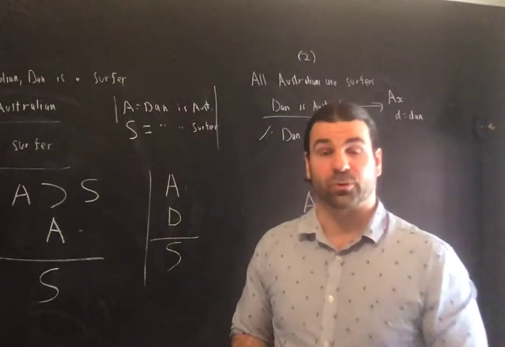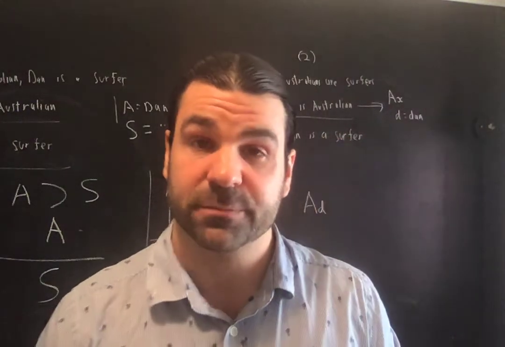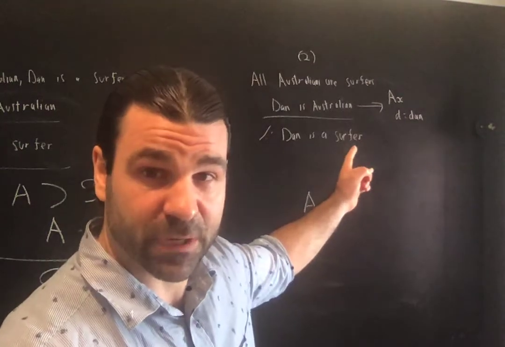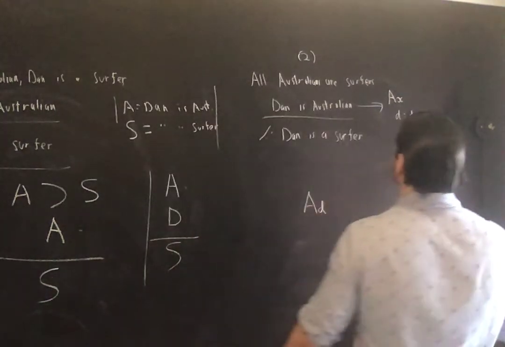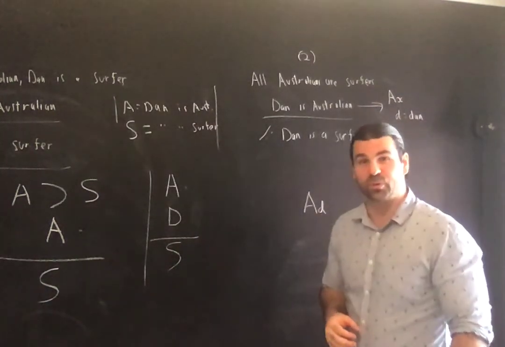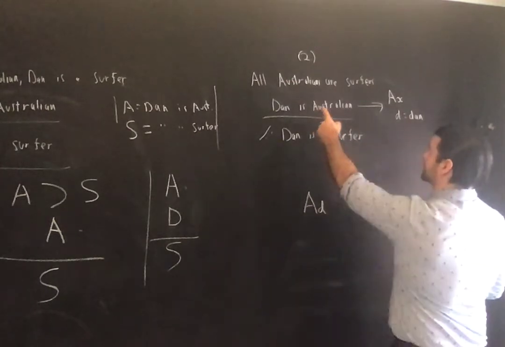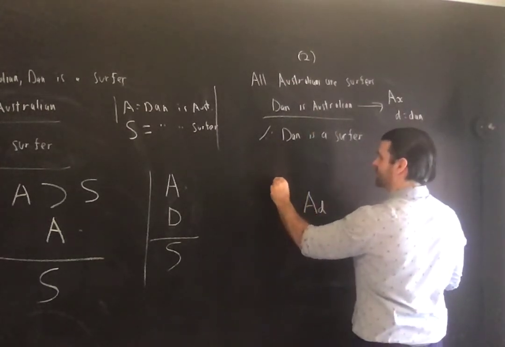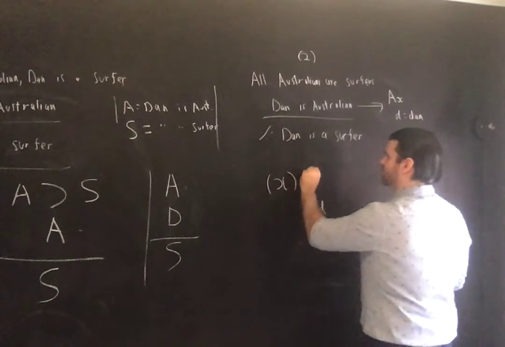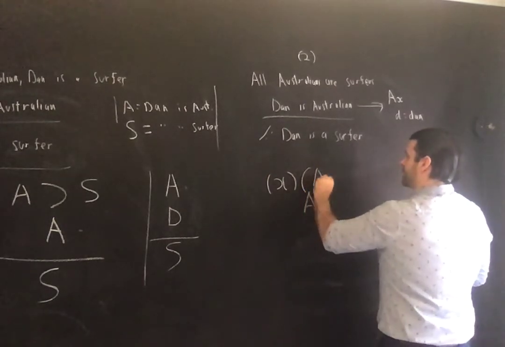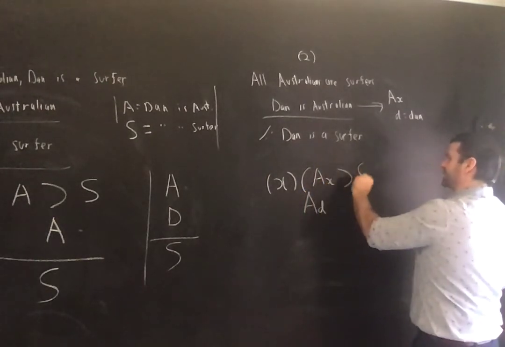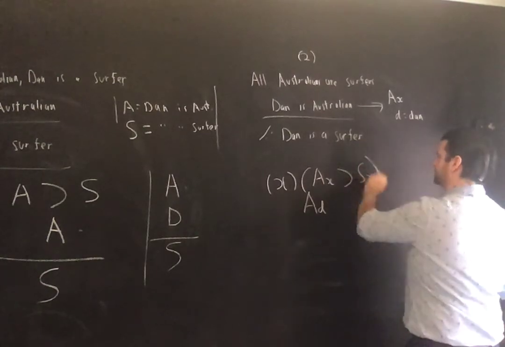Predicate logic is also called quantificational logic because when we have propositional functions like this, we can also use quantifiers, and we'll be able to say all Australians are surfers. It's going to look like this: for all x, if x is Australian, then x is a surfer.